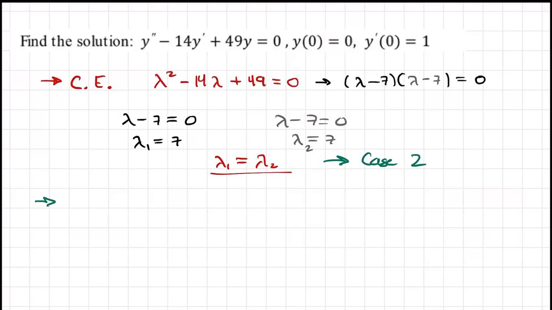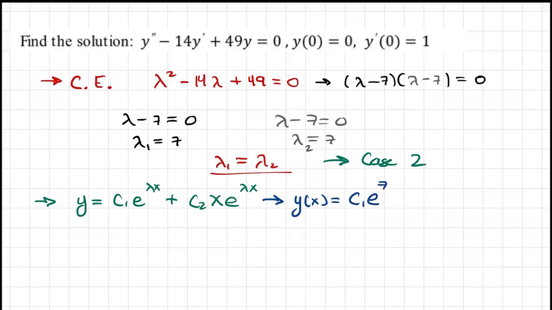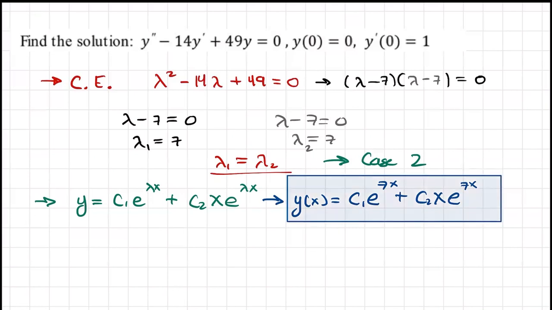And whenever we get a case 2, our solution is in the form of y equals c1 e to the lambda x plus c2 times x e to the lambda x. So that being the case, let's apply this and we get y of x equals c1 e to the 7x plus c2 x e to the 7x. And this is what we will call our general solution.